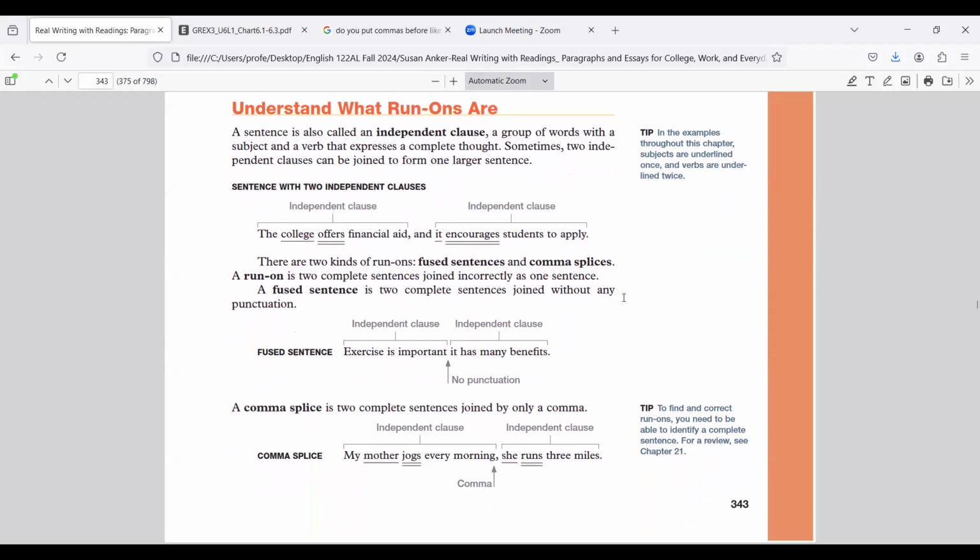Or there's a comma, and this is called a comma splice. So this is called a fuse sentence, and this is called a comma splice. They're errors, big errors, and you want to make sure that you fix that in your writing.